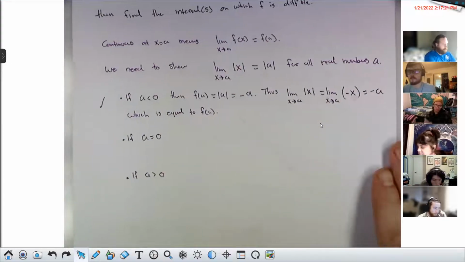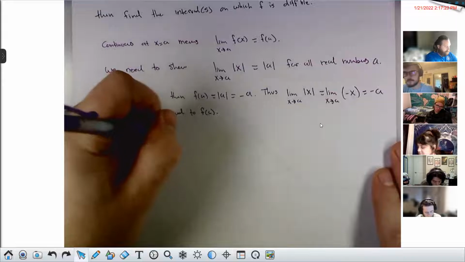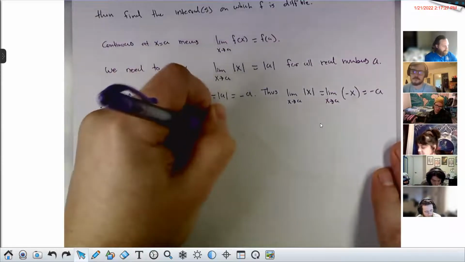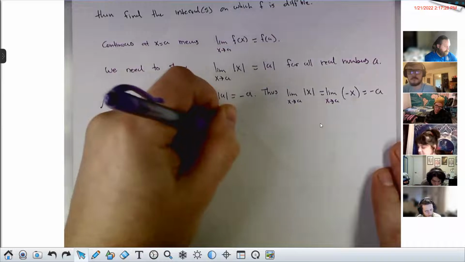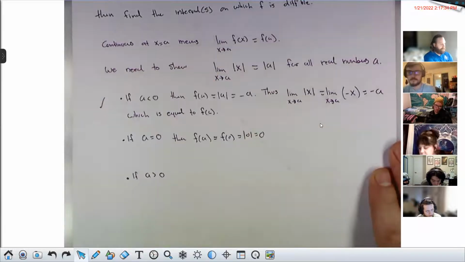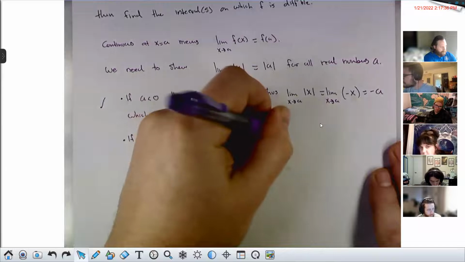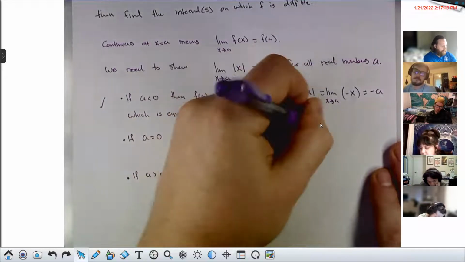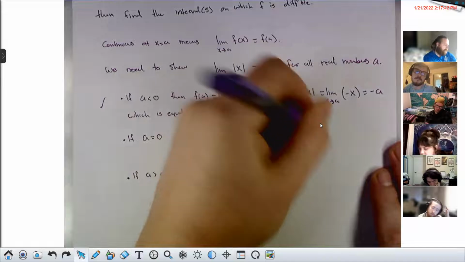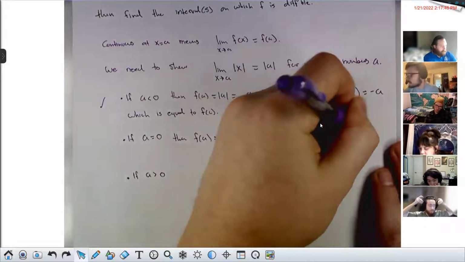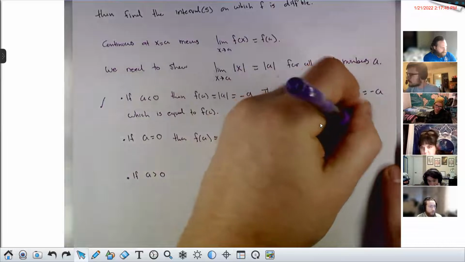If a is equal to 0, then f of 0 is the absolute value of 0, which is 0. And the limit as x approaches 0 of f of x is the limit as x goes to 0 of the absolute value of x.